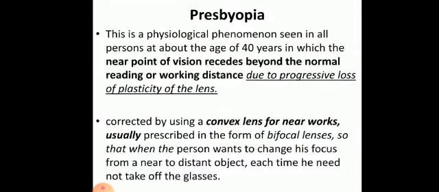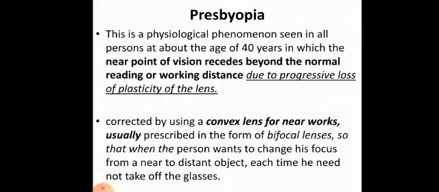Now let's come to presbyopia. Presbyopia is basically a physiological phenomenon seen in all persons at about the age of 40 years, in which the near point of vision comes down beyond the normal reading or working distance, and this happens due to the progressive loss of plasticity of the lens.